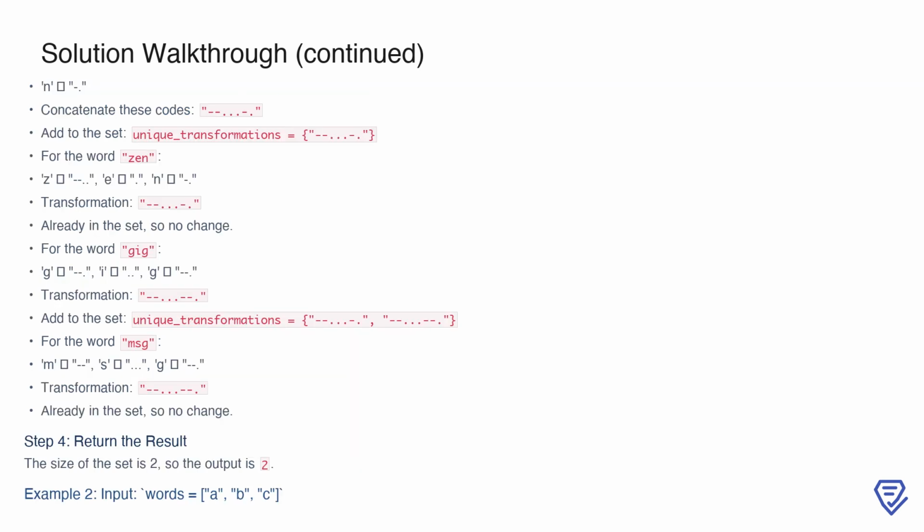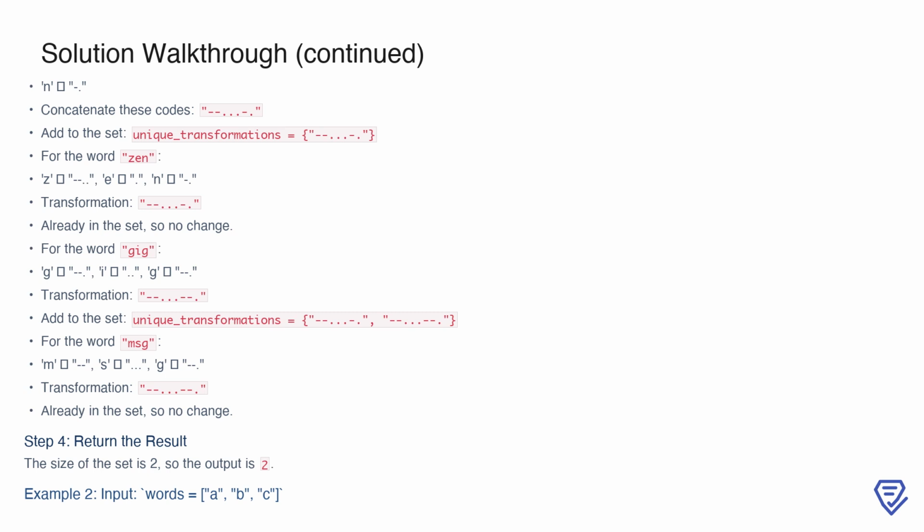Continuing with the next word, Zen, we use the same process. The characters Z, E, and N map to their Morse codes, and dash dot, respectively. When concatenated, they form the same transformation. However, since this exact transformation is already in our set, no new entry is added.